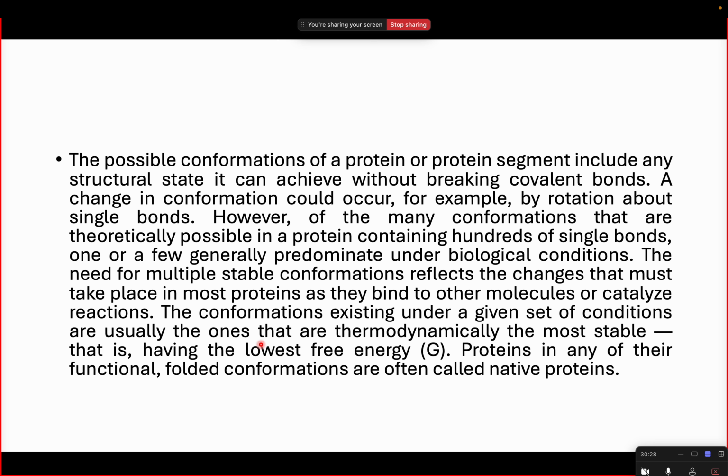The need for multiple stable conformations reflects the changes that must take place in most proteins as they bind to other molecules or catalyze reactions. The conformations existing under a given set of conditions are usually the ones that are thermodynamically the most stable, that is, having the lowest free energy. Proteins in any of their functional folded conformations are often called native proteins.